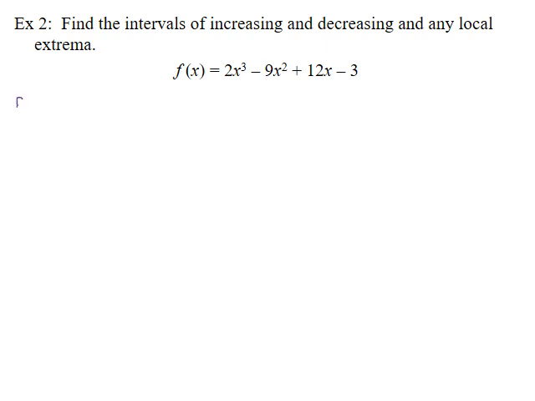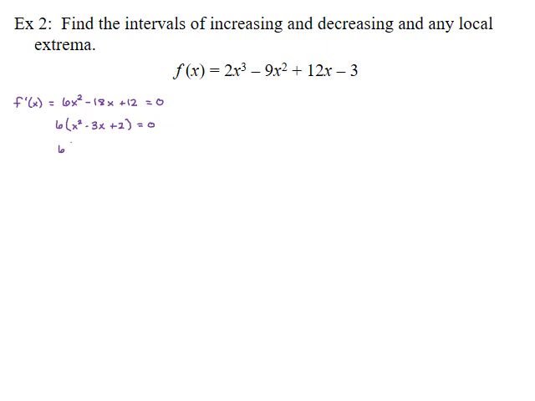So step number 1, I'm going to find the first derivative, which is equal to 6x squared minus 18x plus 12, and to find the critical numbers of that, I'm going to set it equal to 0. All 3 of those terms share a 6 in common, so I'm going to factor a 6 out and make this x squared minus 3x plus 2 equals 0.